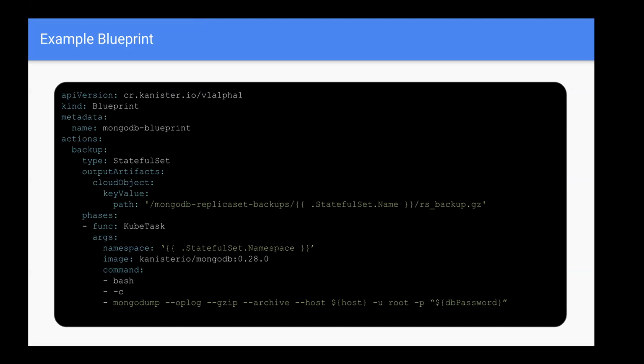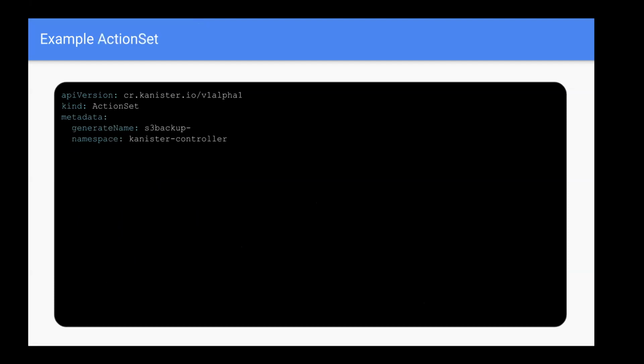Great questions. Next slide, please. So similar to a blueprint, we have an action set. An action set will be how we invoke that blueprint. For example, if I want to take a backup, I'll create the action set. Similar to the blueprint or any other custom resource, we have all the required boilerplate. We typically like to generate the name so you can use the same action set and create it multiple times.